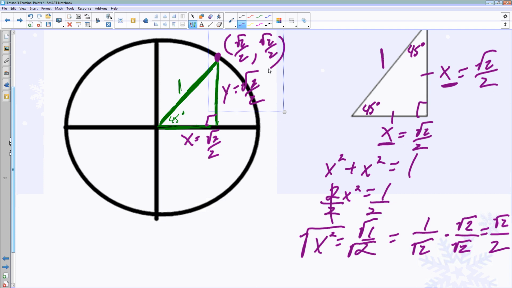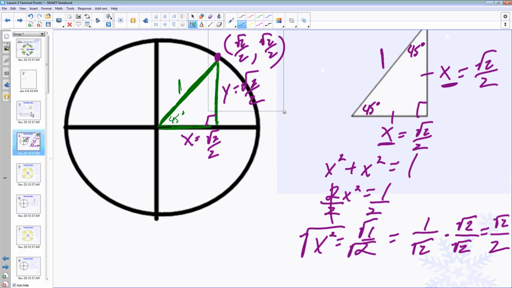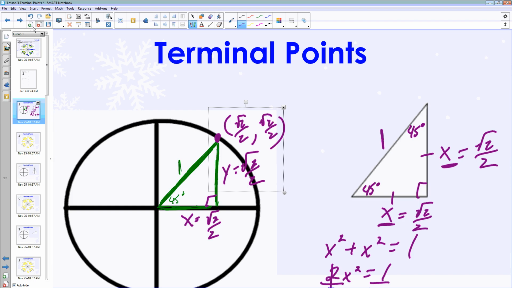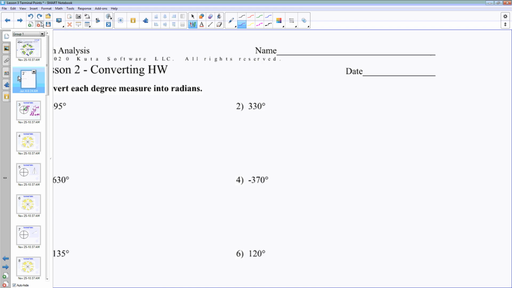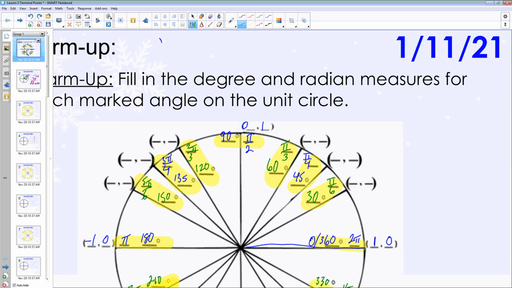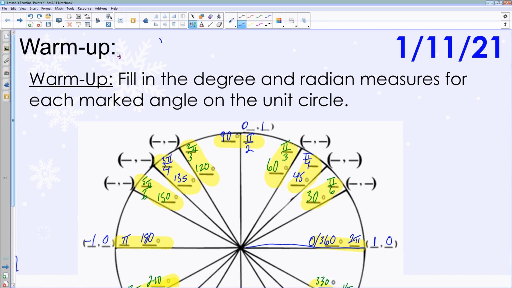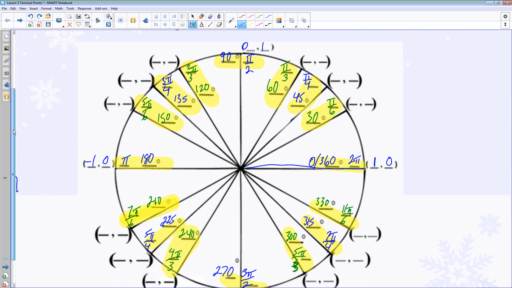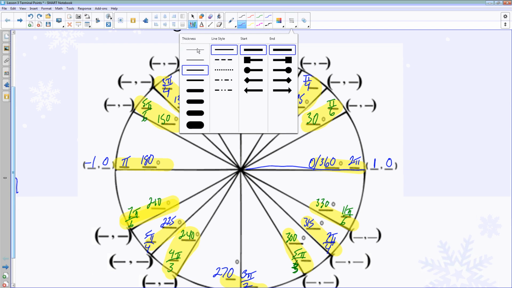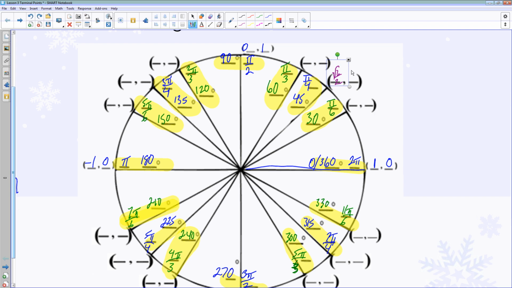So let's go back to that circle here real quick. I'm actually going to just delete these so I can go back quickly. Oops, undo. I wanted to go to that one and delete. All right, so if we go back to our picture here, what we just did was figure out the coordinates for pi over 4. We figured out the coordinates in our first quadrant.